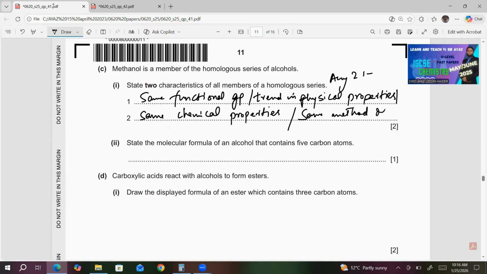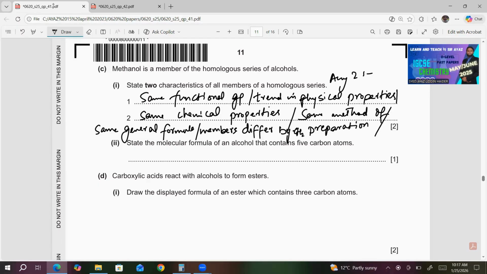You can write any two from these. There are other points also. You can even write each member differs by CH2 group or same general formula. For your convenience, I'm writing it down. Same general formula. Members differ by CH2 group.